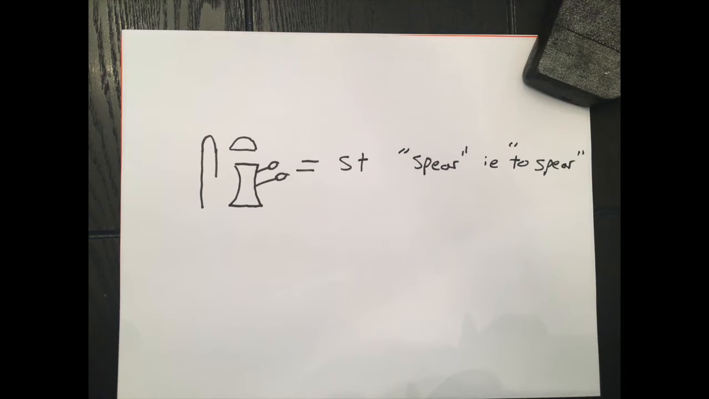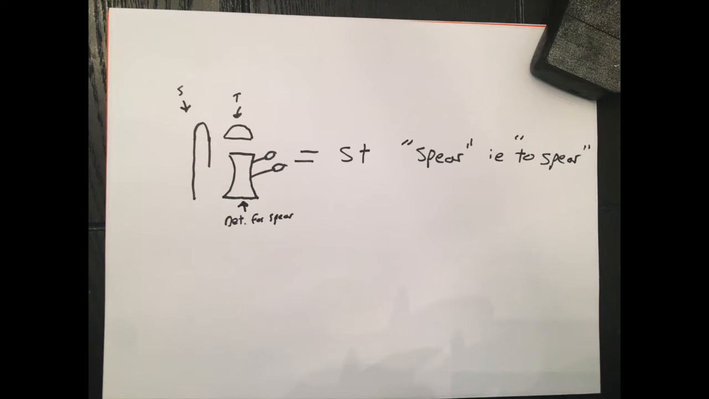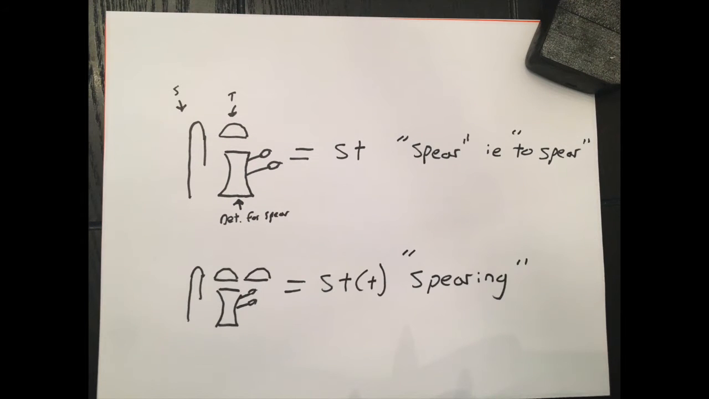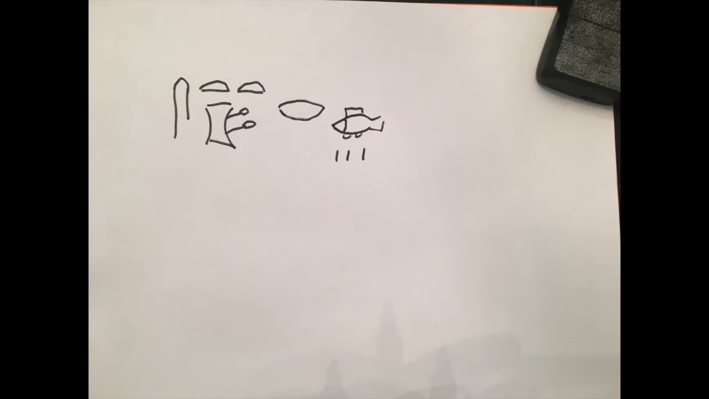So here's an example. Here is a weak verb, st, which is spear or to spear. Because this is a weak verb, the pronunciation is S for the bolt of cloth, T for the hill, and then the determinative for a spear. Because it's a weak verb, you'll add an extra T, and now we know it is spearing, not just you spear something, but the person is spearing. They're continuing to do something for a set amount of time.